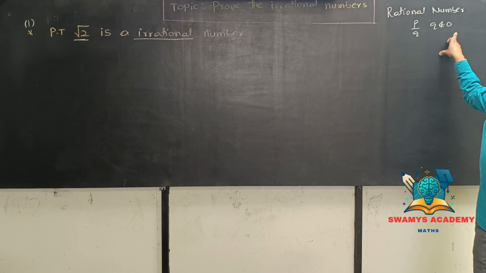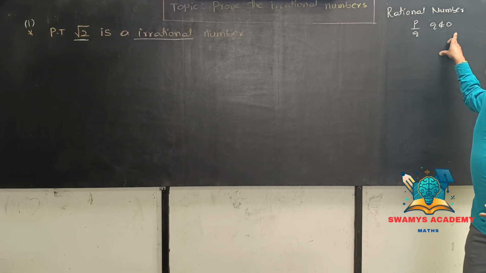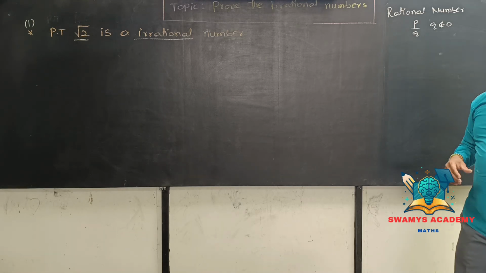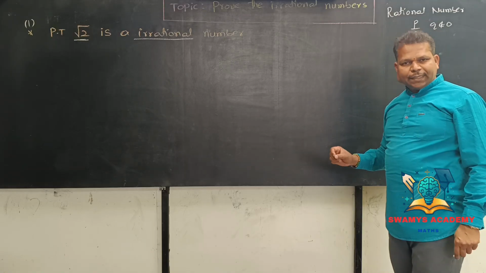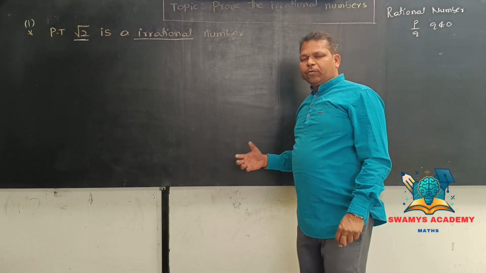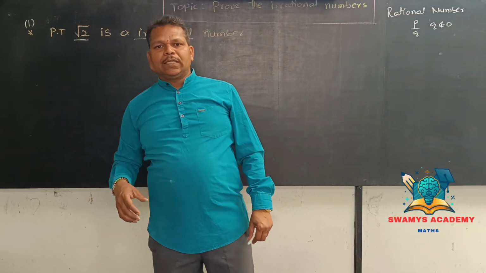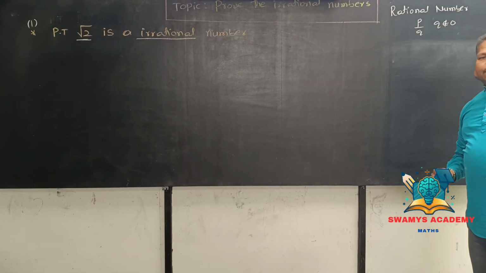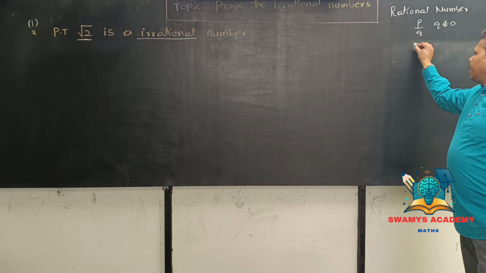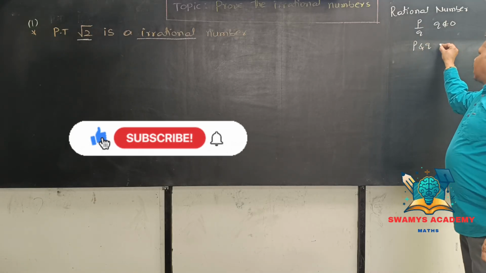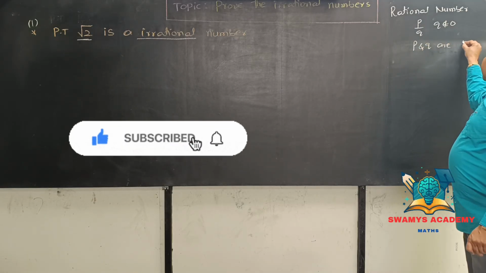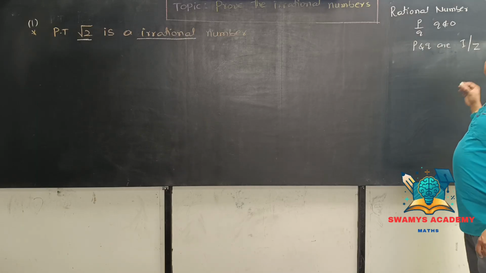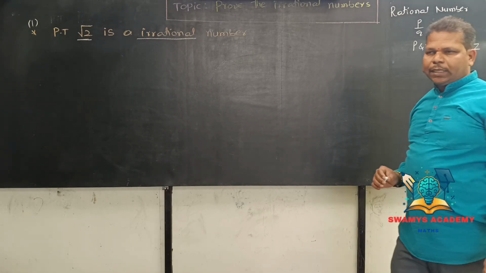Now p and q are integers. For example, 3 by 2, 5 by 7, 9, 0, 1, 2, 3. These are all called rational numbers. So rational number, and p and q are integers. The example we took already.